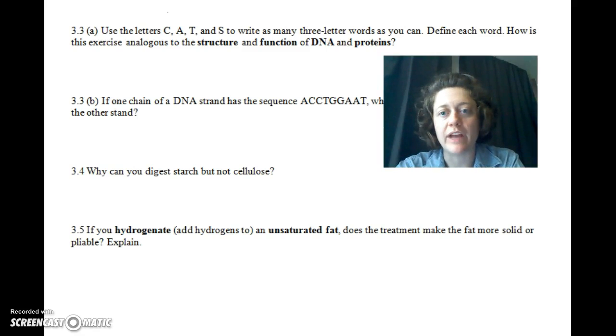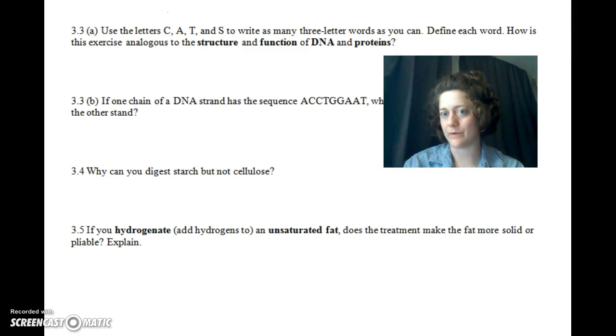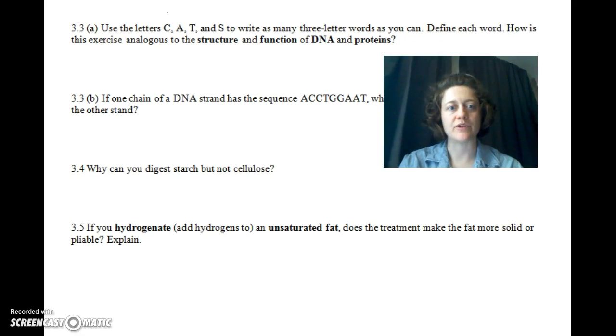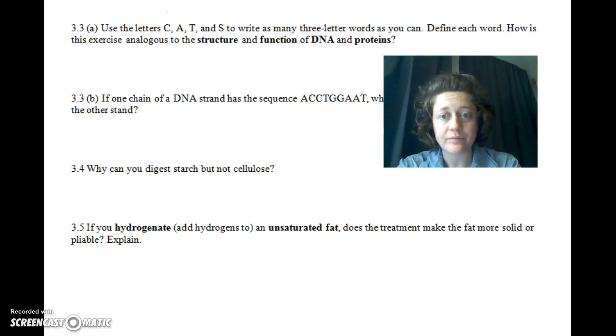With these 4 letters, C, A, T, and G, you can make up a whole bunch of different words and define them differently, just as in DNA, A, T, C, and G make up every single trait that you have physically, and some of your non-visible traits as well. So the next question, if one chain of DNA has a certain sequence, what would the complementary sequence be? With that question, you're just going to work on base pairing. For the first letter A, remember that A or adenine always complementary base pairs with T or thymine. And section 3.3 in your book is helpful there.